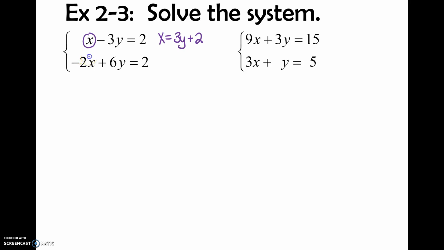In the next equation, we are going to replace x. Because we have x equals, we are going to replace the x. Parentheses are your friend. You're taking the x out, and you are putting 3y plus 2 in its place. And then continue with plus 6y equals 2. What do we need to do next? That's right, we need to distribute.